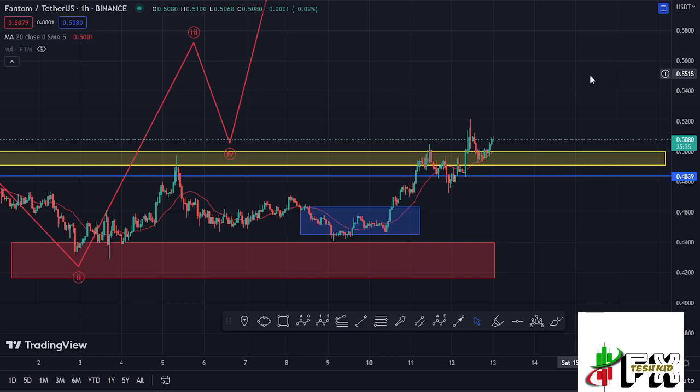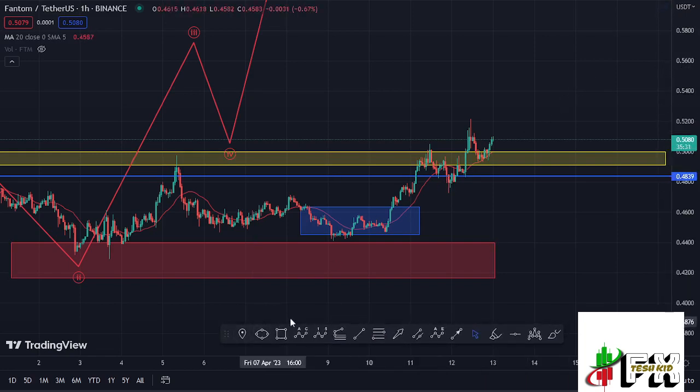Welcome back to Teshkid FX for another Fantom price prediction update, which at the time of this recording is holding above the 20-day MA here on the 1 hour chart, which is now acting as support for us to continue gearing up. We have also managed to break above our key area of resistance at around the $0.5 mark. And at the time of this recording, we are also holding above that key area of support, which is now acting as support for us to continue gearing up.